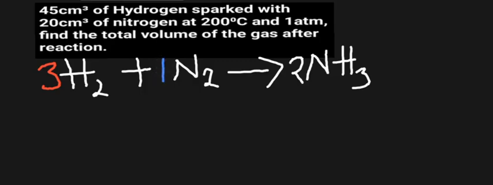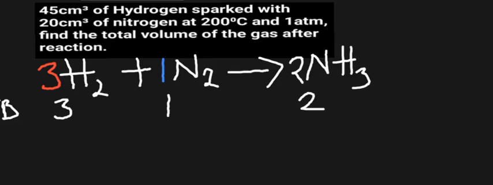So let's start with the reacting volume, which we will say is the combining volume. Here is 3. The 3 is to ratio 1, and that is ratio 2. So that's the combining volume.